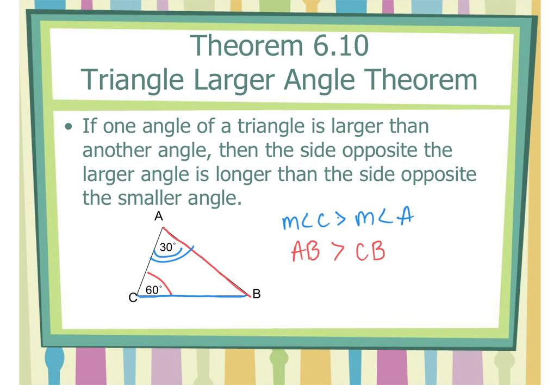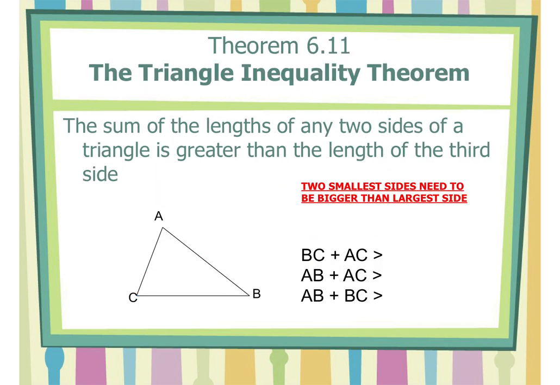I don't get the red part. The red part, the triangle inequality theorem: the sum of the lengths of any two sides of a triangle is greater than the length of the third side. The two smallest sides need to be bigger than the largest side. If that's not true, you can't even have a triangle, okay?